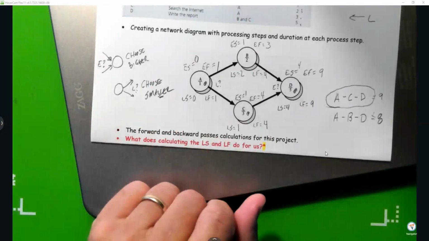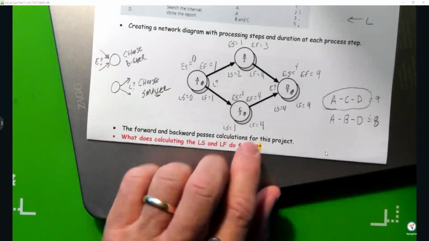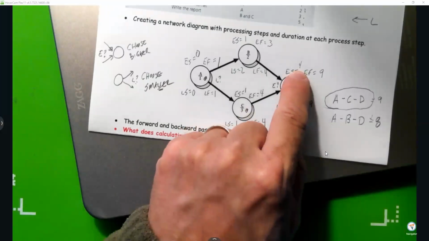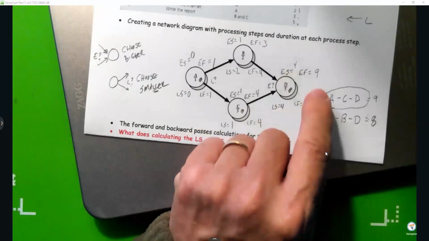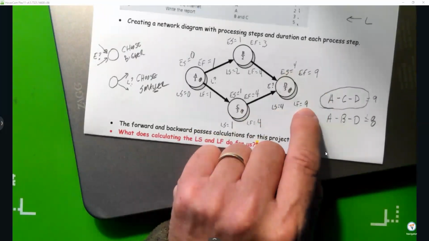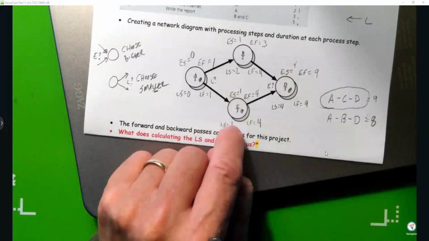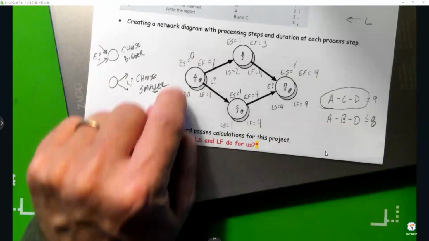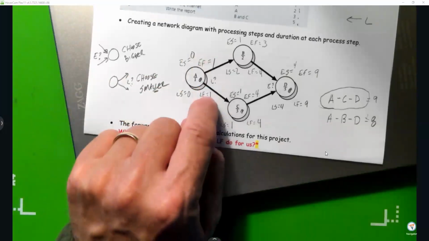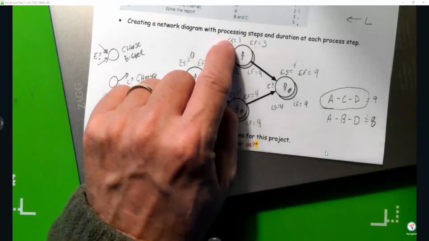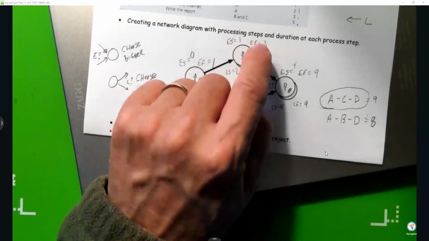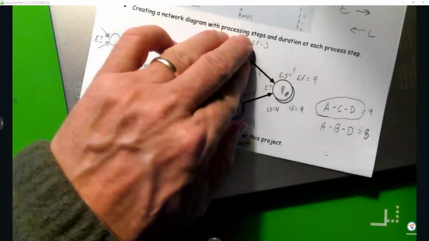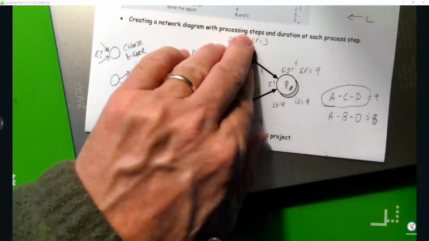And so what does that do for me? What does calculating this stuff help me do? Well, guess what here? On the critical path, this number is the same as that number. This number is the same as that number. This number is the same as that number. But look at this one. This number is not the same as that one, so this one is not on the critical path.